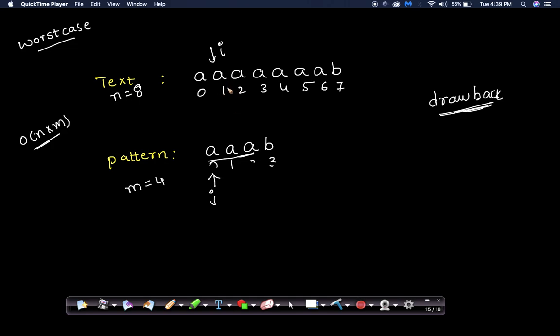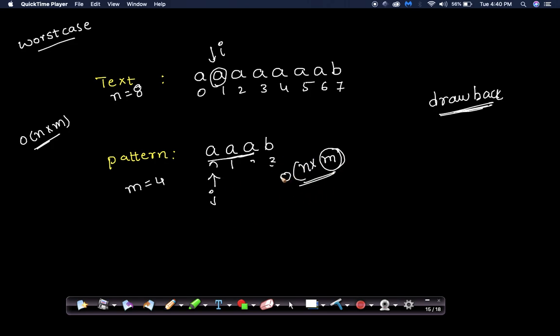That is why, in the worst case, for each and every character we are going to compare m times. There are n characters present in the text. Then the total time complexity of this brute force approach is order of n into m.